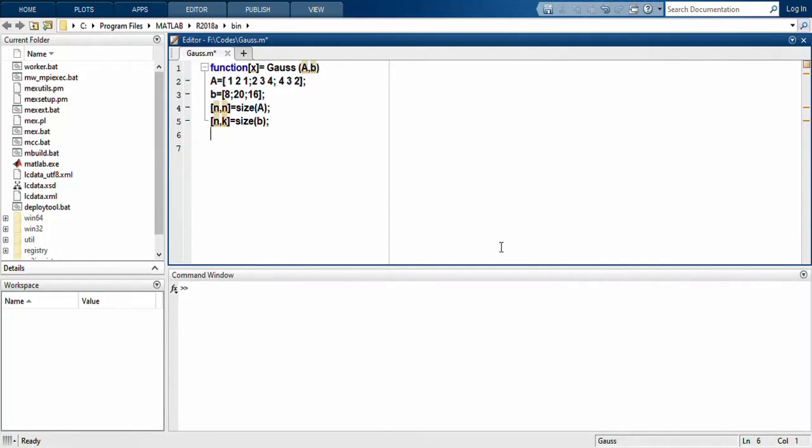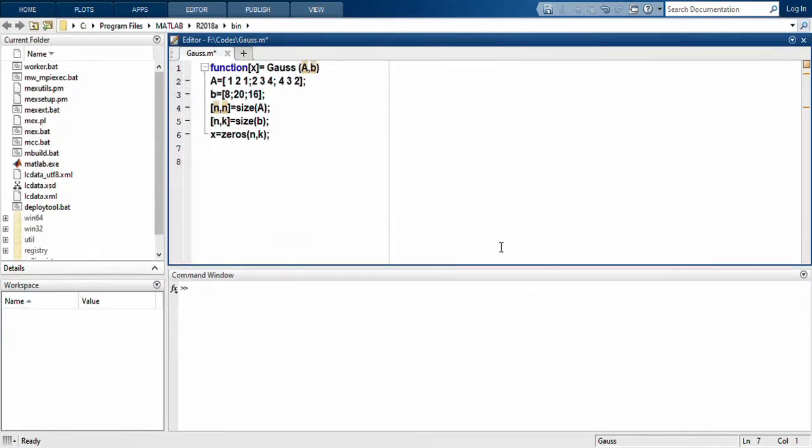And one more thing is that you have to initialize the column vector of unknowns. So for that you need x equals zeros of n comma k. Zeros is basically 0 0 0, with the same dimension as the B vector. And that's it. So these are all the steps you have to do before using the row operations.